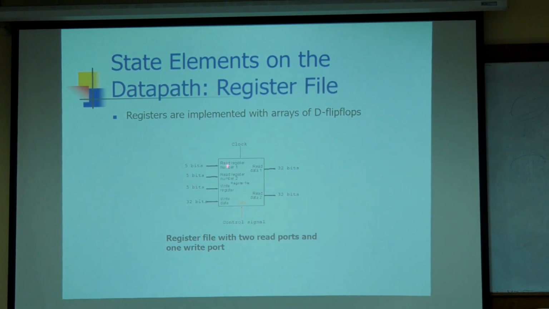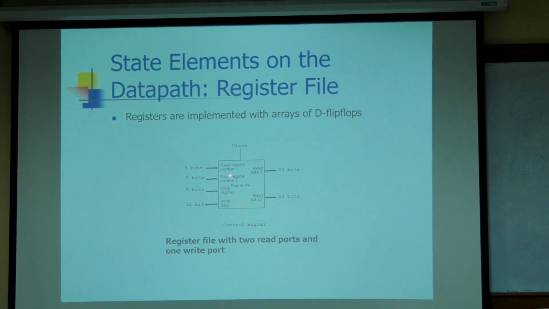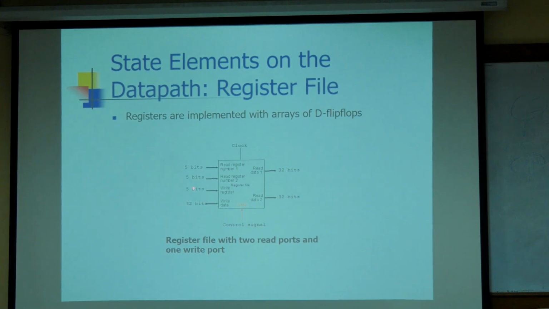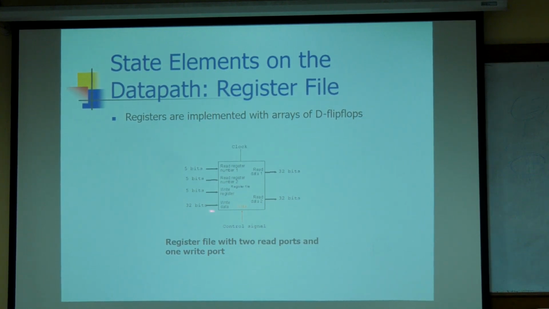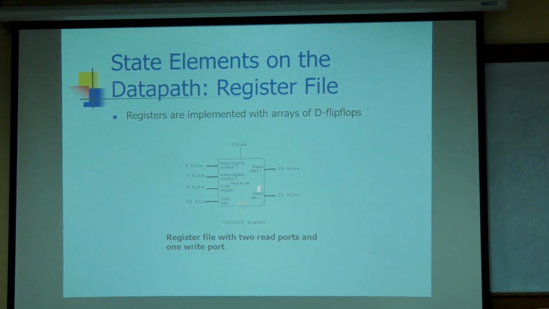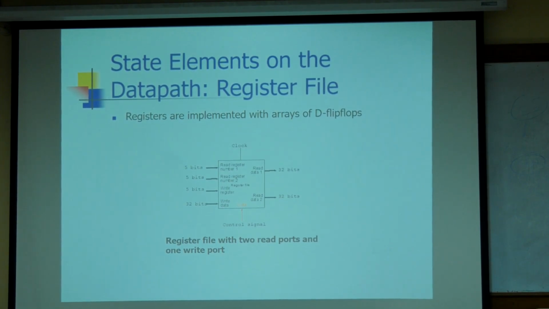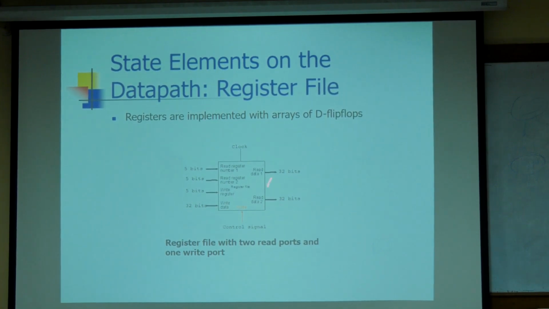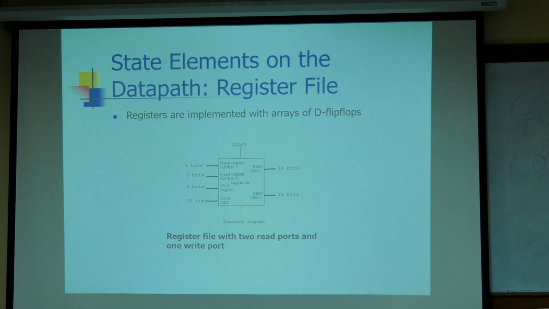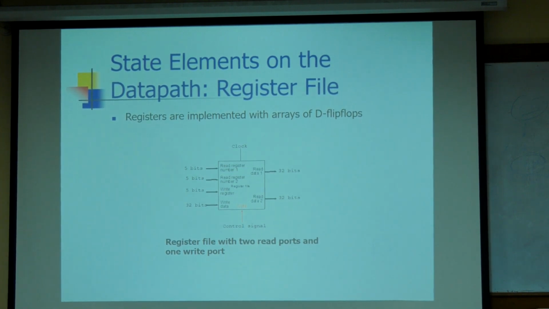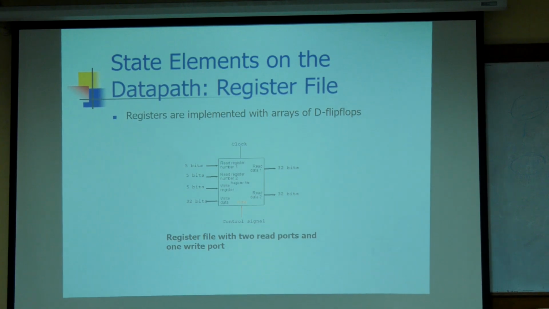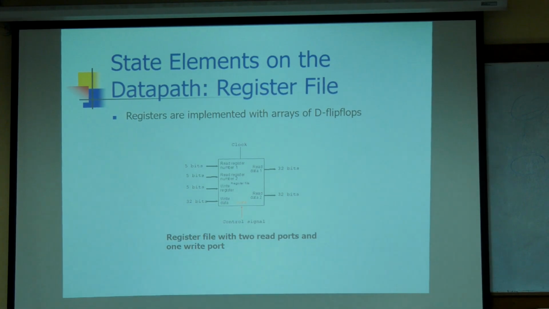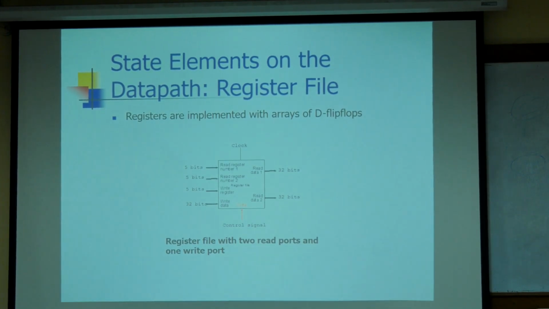These are the register selection inputs: read register number 1, read register number 2, the write register, and then write data. So there are two read ports and one write port. That means simultaneously we can read two registers, and we can write into one register at a time.